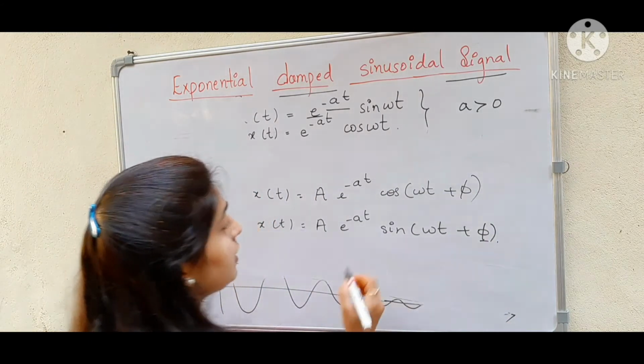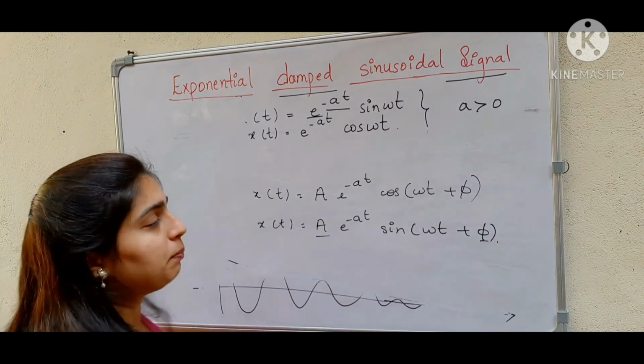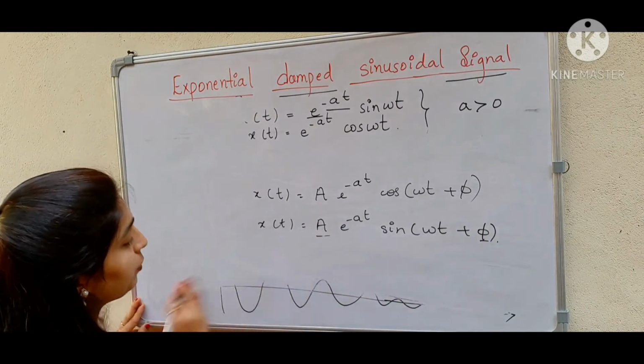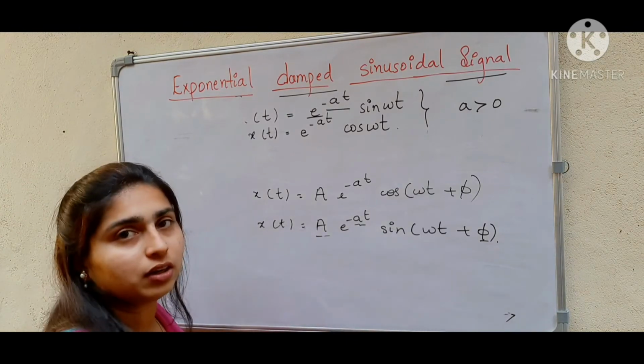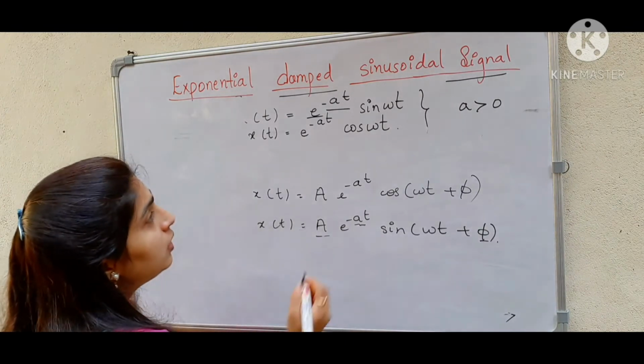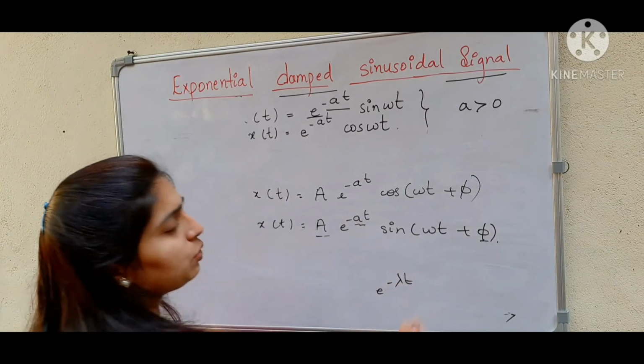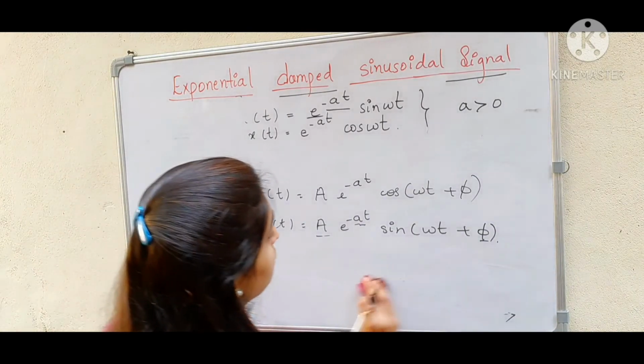This one will be your phase angle. This one will be your amplitude. This will be your decaying factor. You can also write it as e to the power of minus lambda t.